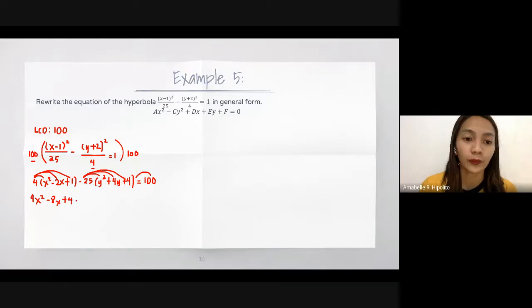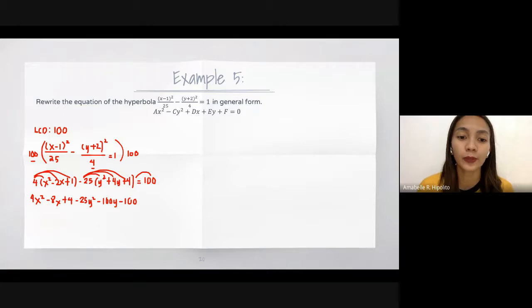Minus, we have negative 25 times y squared. So, don't forget the sign. So, we have negative 25y squared. Next, negative 25 times 4, so that is negative 100y. And then, negative 25 times 4 is equal to negative 100. And then, the 100 on the right side, we transposed it, so it becomes negative 100, equals 0.